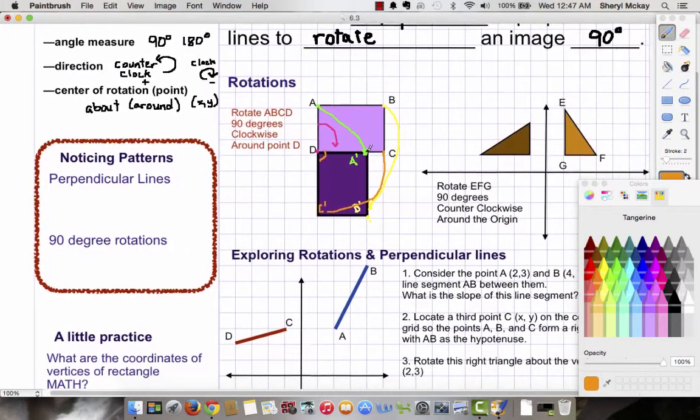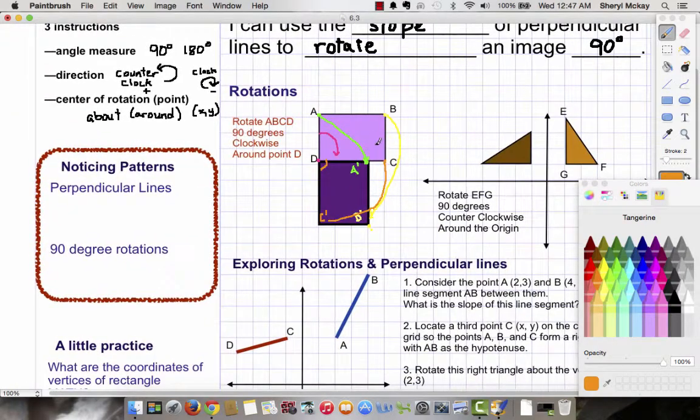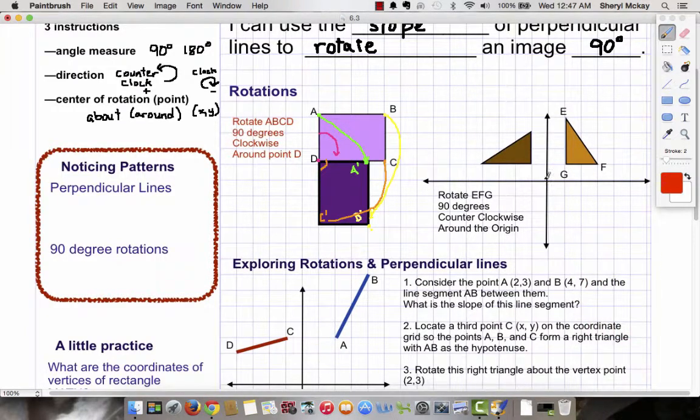So now let's take a look at this next one, and let's see if we can identify where our points went to. So we've got this triangle EFG, triangle EFG, and let's go ahead and make our points.